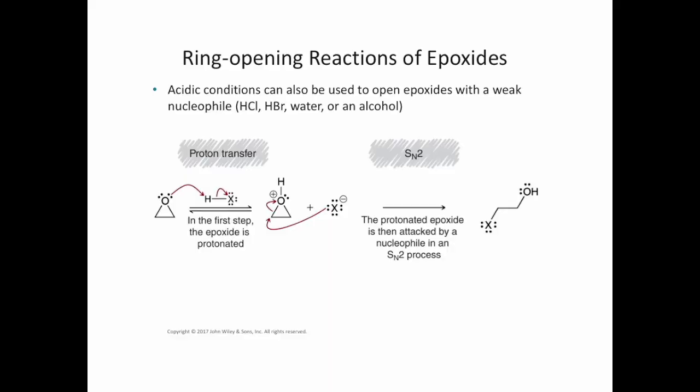Acidic conditions can also be used to open epoxides with a weak nucleophile, such as HCl, HBr, water, or an alcohol. This ends up getting more complicated when it comes to regioselectivity. But in this reaction, the first step is you protonate the oxygen with the acid. And now we have a very, very electrophilic epoxide. So now the X minus is going to come in and attack one of the two carbons, opening up the ring, and then we get this resulting product.